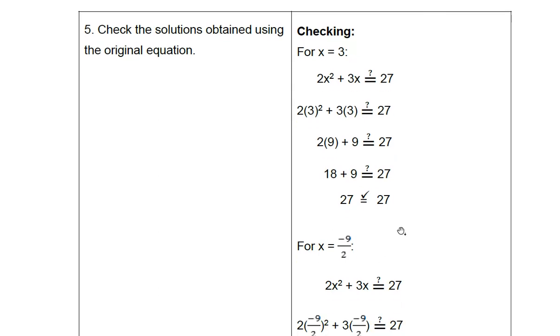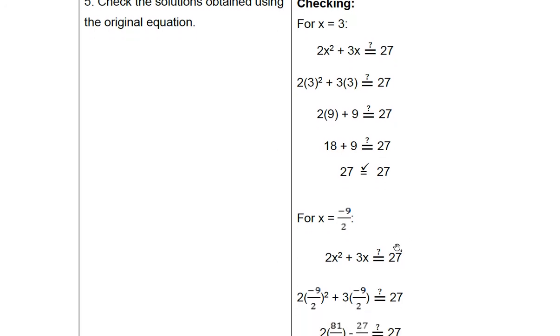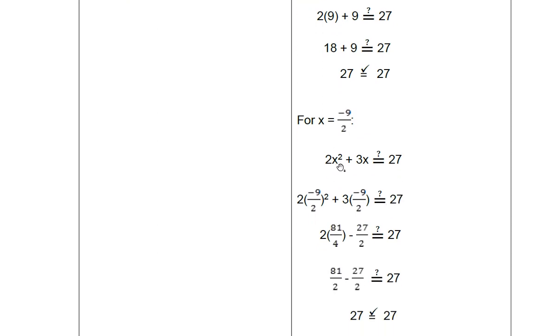Next is the value of x, negative 9 halves. From the original equation, 2x squared plus 3x equals 27, you substitute the value of x. So we have 2 times negative 9 halves squared plus 3 times negative 9 halves equals 27. Just simplify first.